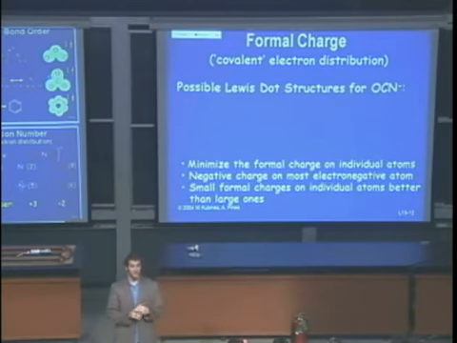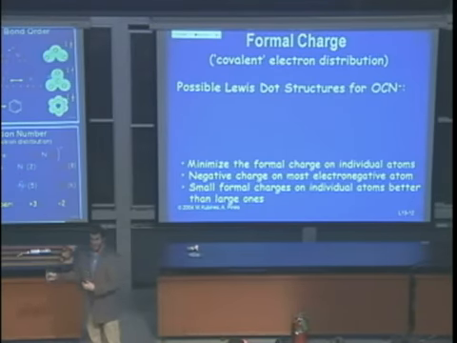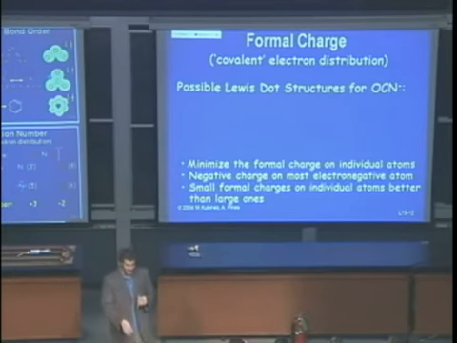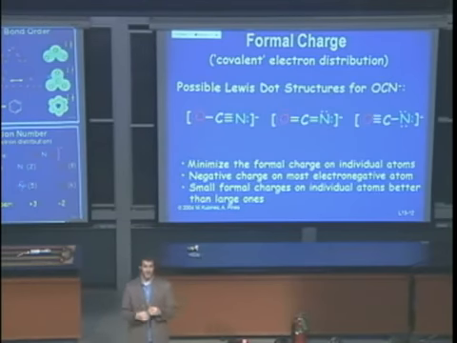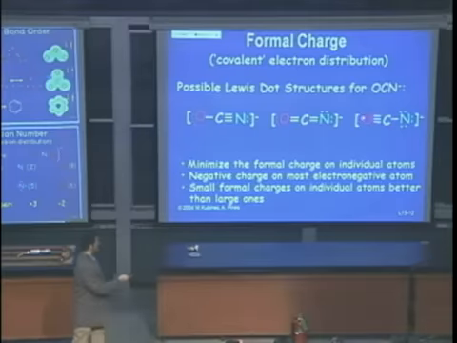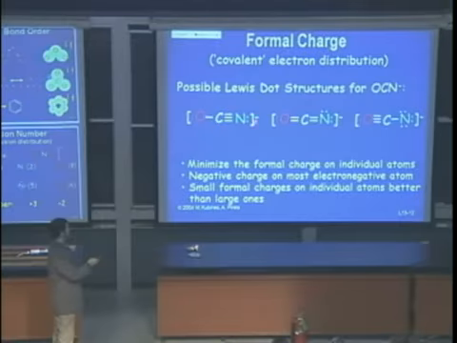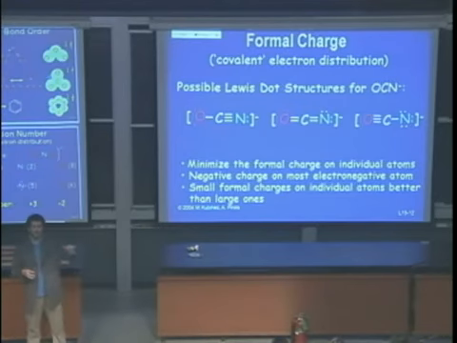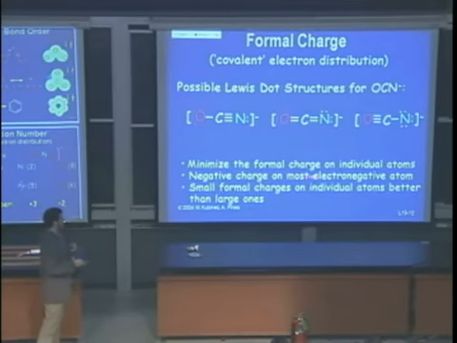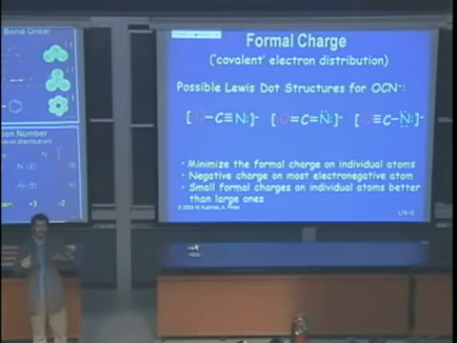Now, we can use this formal charge to predict what the best Lewis structure is. If we have OCN minus, there's 3 potential Lewis structures here. We could have a C triple bond O, double bonds on either side, or C triple bond N. Now, the 3 rules for formal charge. 1, we want to minimize the formal charge on the individual atoms. We want as many of them to be 0 as possible.